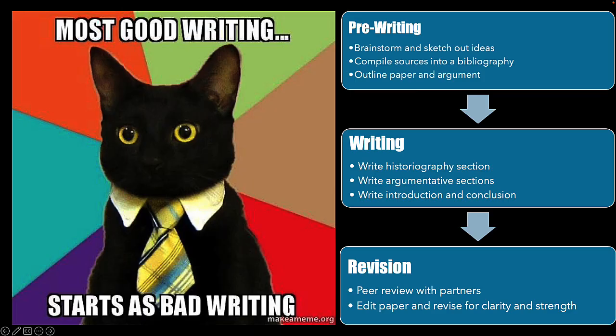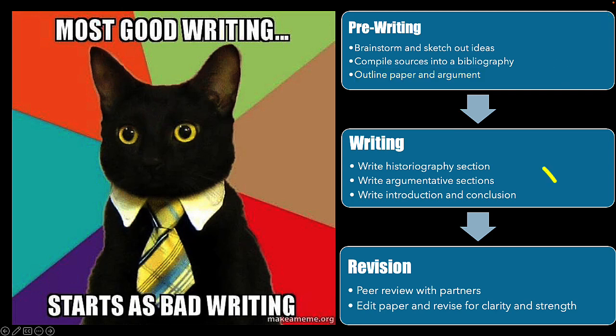So too, the writing process has different stages. For research projects, historians always begin with pre-writing. They sketch out brainstorms and ideas in notebooks or note files. They compile their sources and list them in bibliographies. Eventually, once they've read their sources, they outline their papers and their arguments.